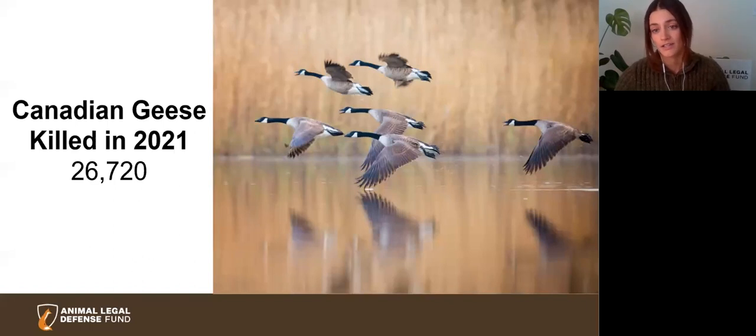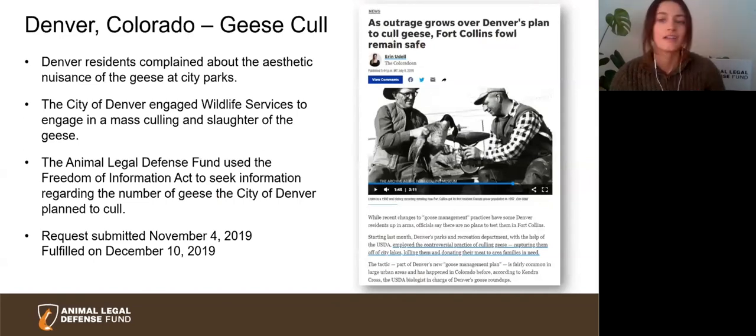Our organization has a history of challenging Wildlife Services' cruel killing policies. One example of this is our victory against the USDA for redactions made in a public record request pertaining to the number of geese the city of Denver was prepared to kill. A little background on that case. In 2019, residents of Denver expressed their concerns about the geese population in their city parks, aka they're worried about the amount of poop on the sidewalks that they were using. Denver then engaged Wildlife Services to initiate a mass culling and slaughter of the geese. After learning about this, our organization stepped in and used the Freedom of Information Act to seek information pertaining to the number of geese that Denver was planning to kill.